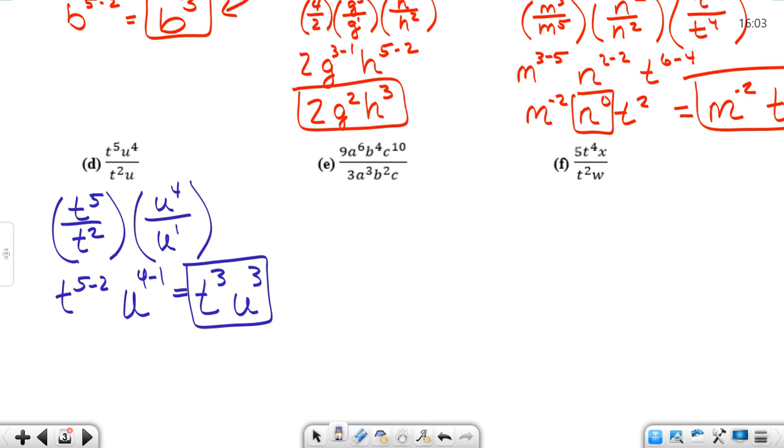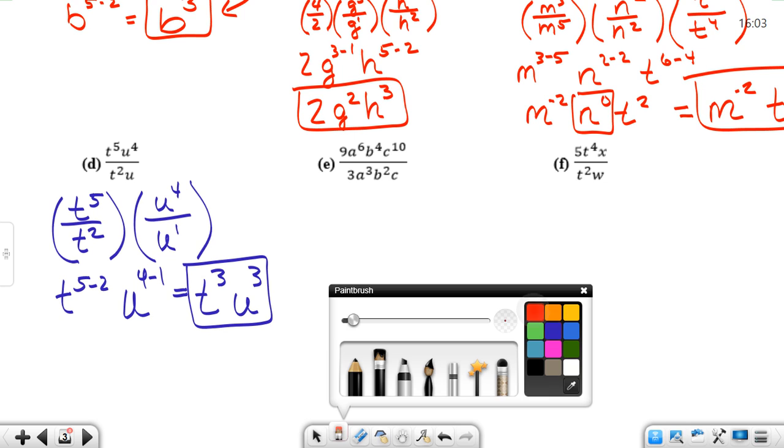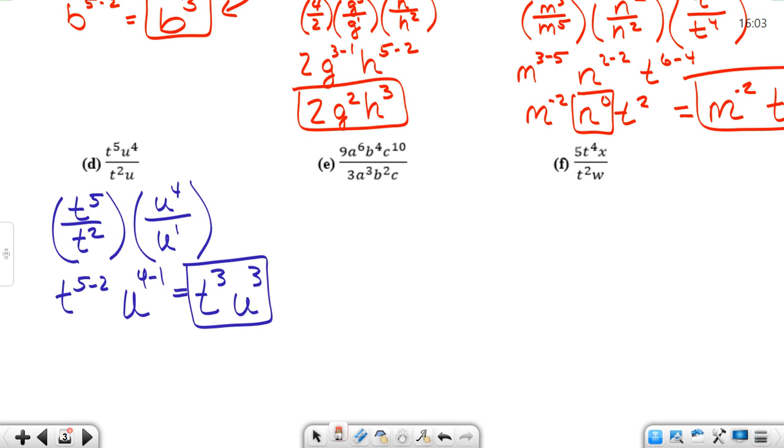And what you guys should notice here is as we go here, this kind of gets easier as we get the process down. The only thing they can really do to make this more difficult is add more terms, or add more variables, I should say. Like here in E, looks like we've got coefficients and then we've got 3 variables, so we've got 4 groupings to do. So that's 9 over 3, a to the 6th over a to the 3rd, b to the 4th over b squared, and c to the 10th over c to the 1st.